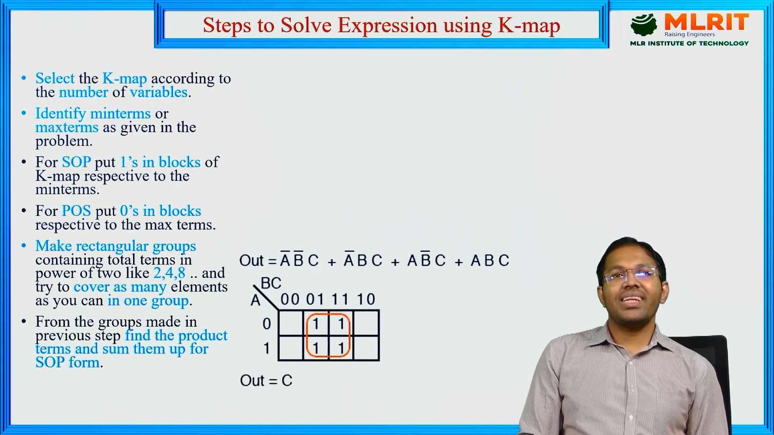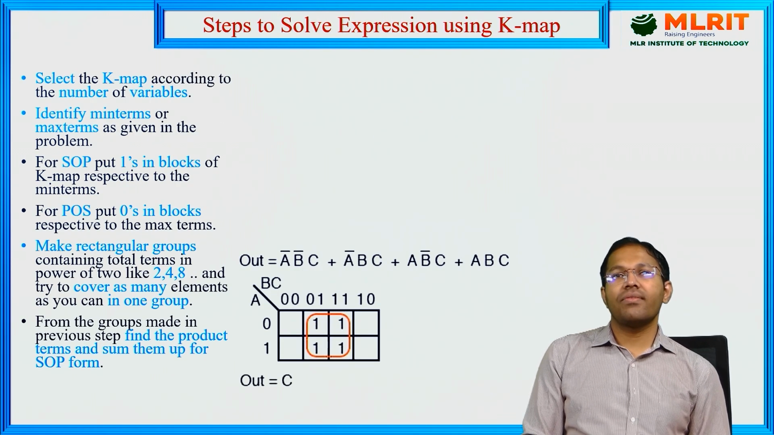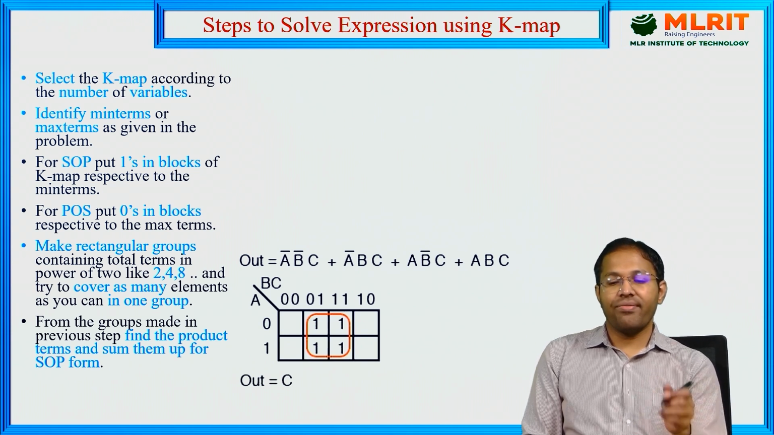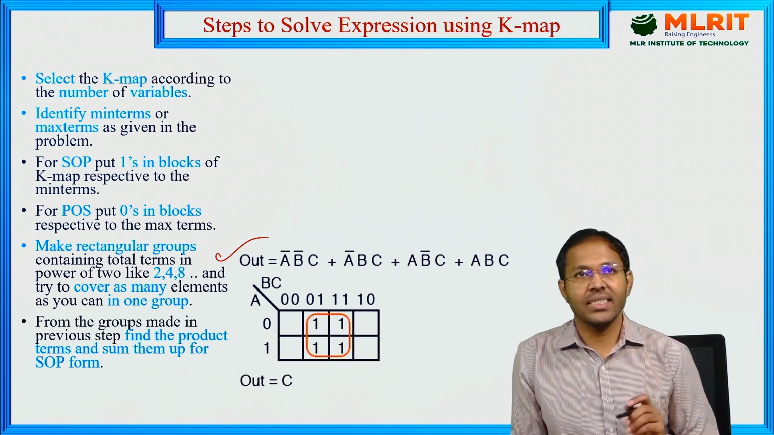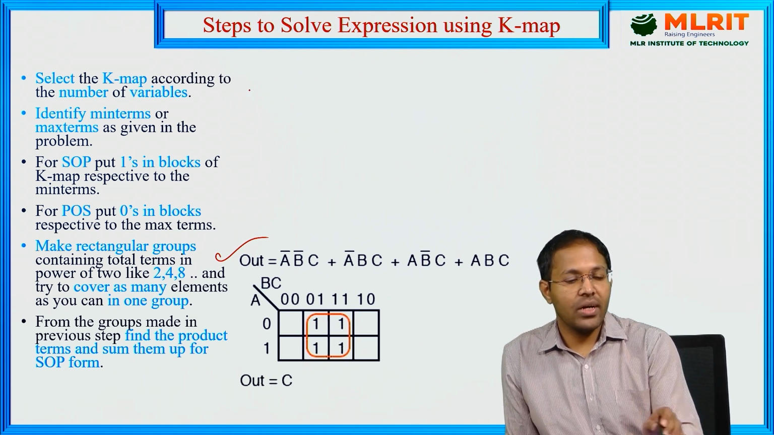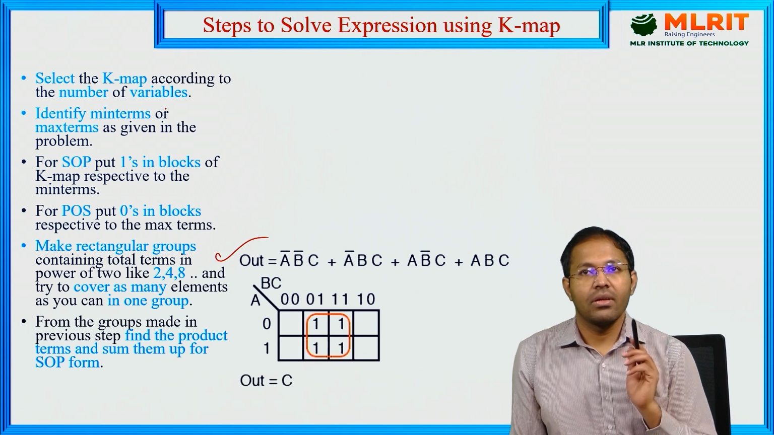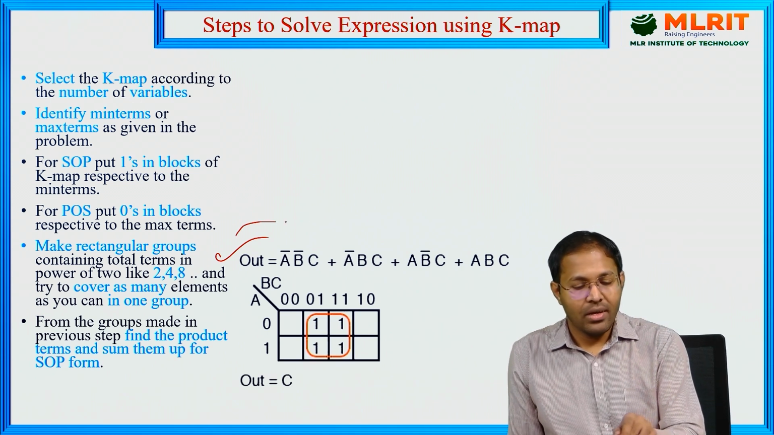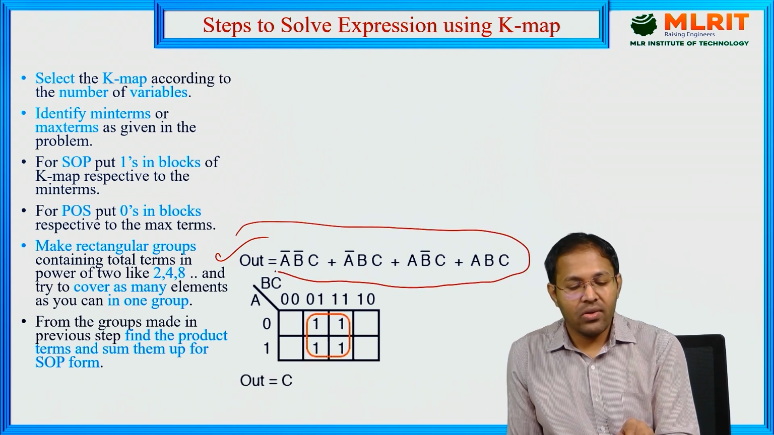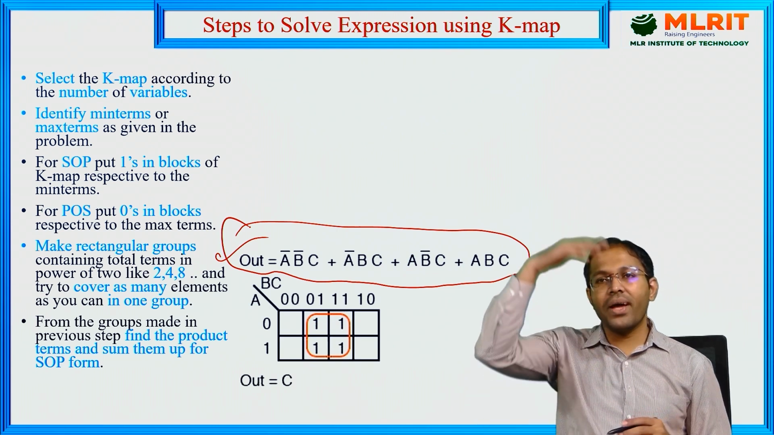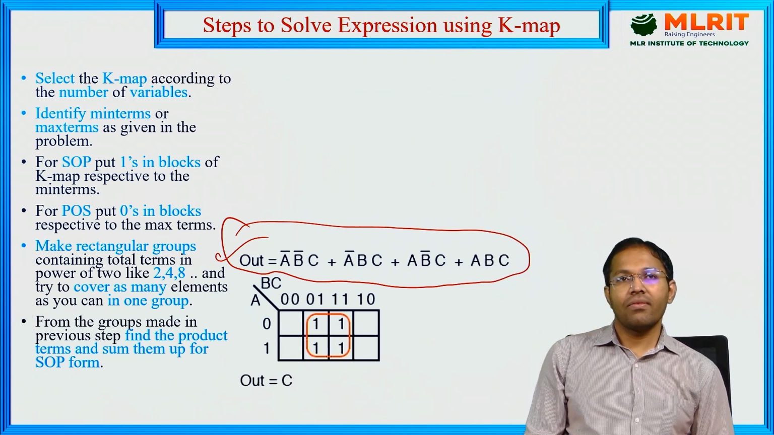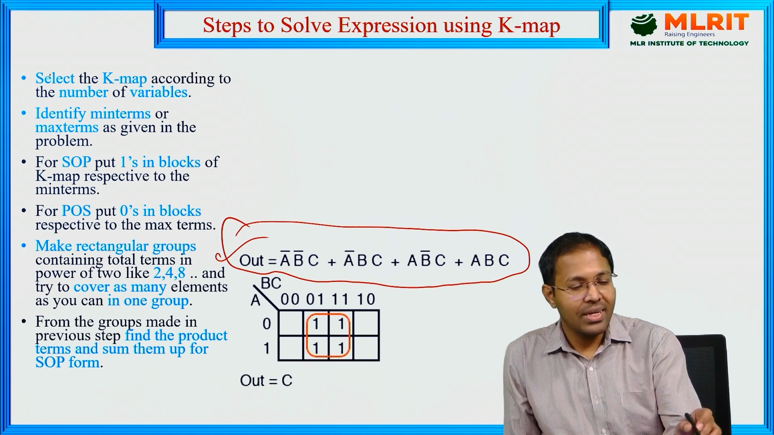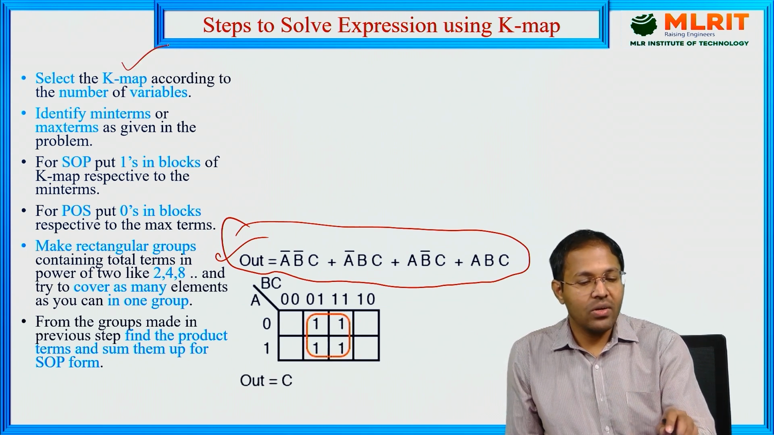So, first let us see the steps to solve, and parallelly we will understand the steps with the help of an example that we have here. The first step says, select the K-map according to the number of variables. According to the topic, one could give you a question like this and say minimize the Boolean expression using K-map.